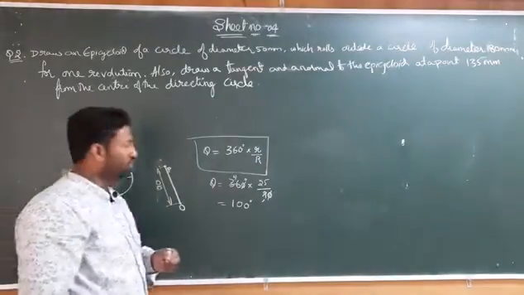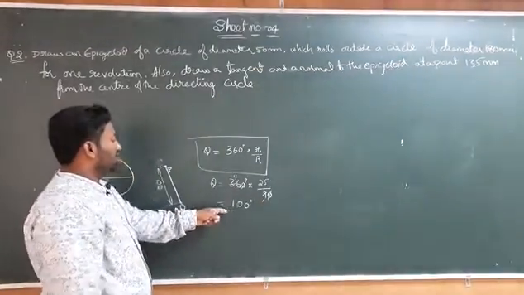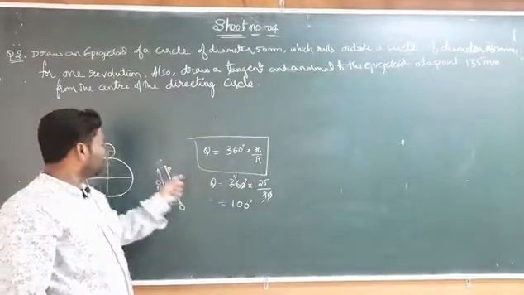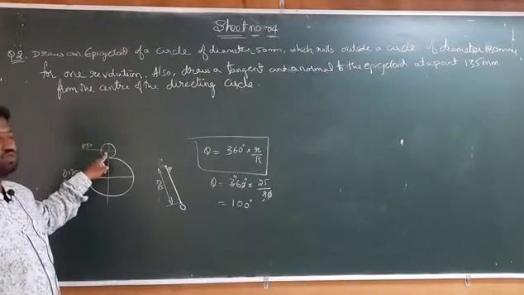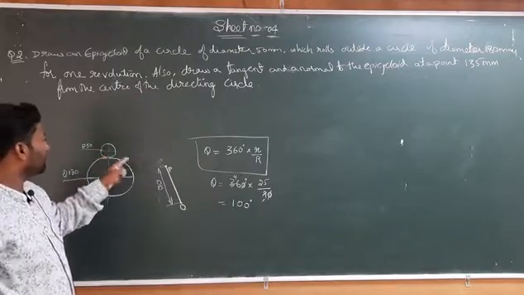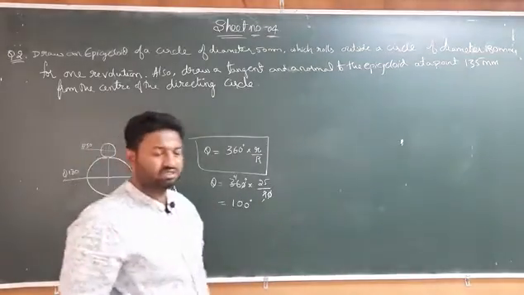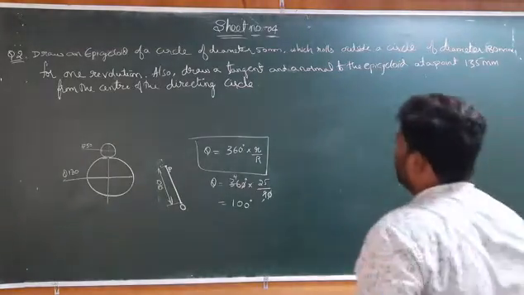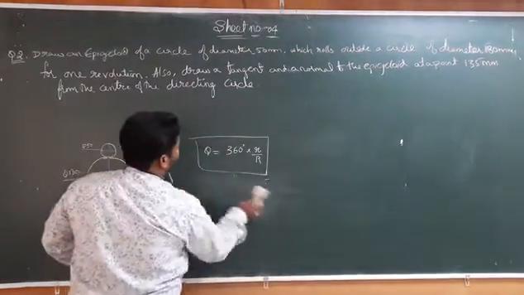So we have to draw the epicycloidal curve for 100 degrees, because the smaller roller rolls through 100 degrees for one complete revolution. The angular distance is 100 degrees. Now we will start our problem here.